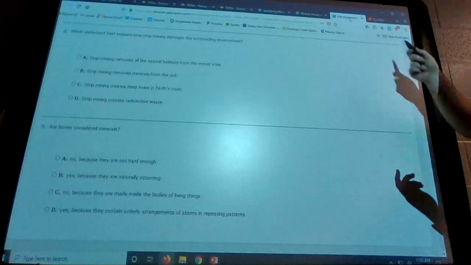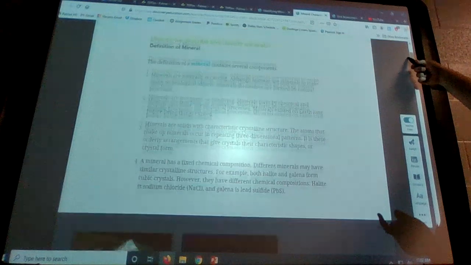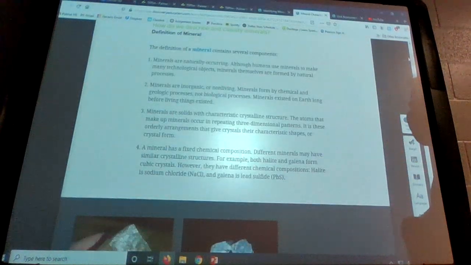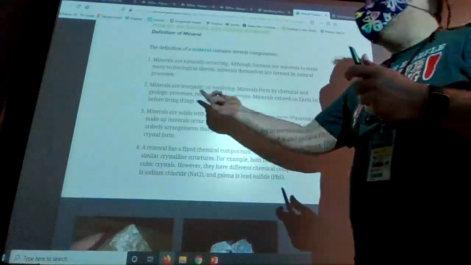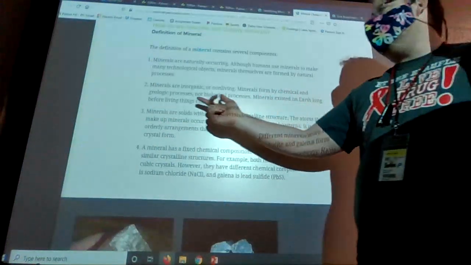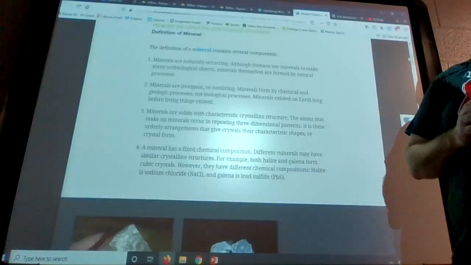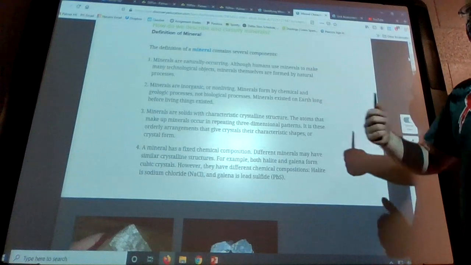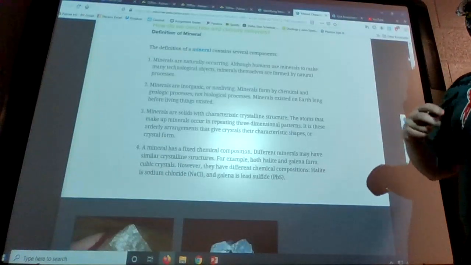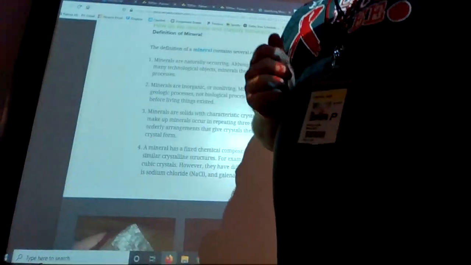Why or why not? Again, go back to the mineral characteristics page, and this time right up at the top. Number 2: minerals are inorganic or non-living. Minerals are formed by chemical and geologic processes, not biological processes. And so I think that's going to be the definition you're looking for there. Bones come from inside living things. They grow with us. They're definitely a biological piece of material, and minerals cannot be biological. So I would highly doubt that bones can be.